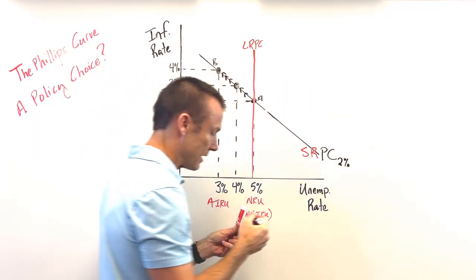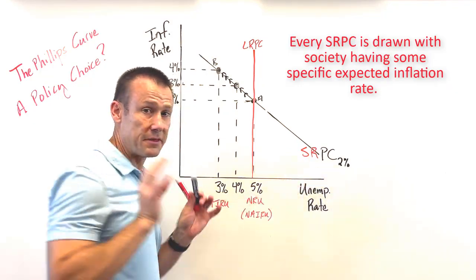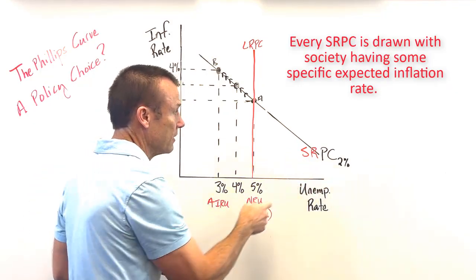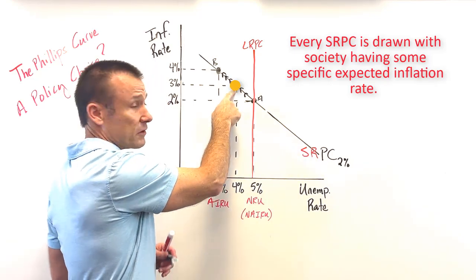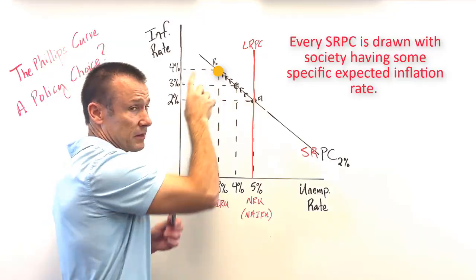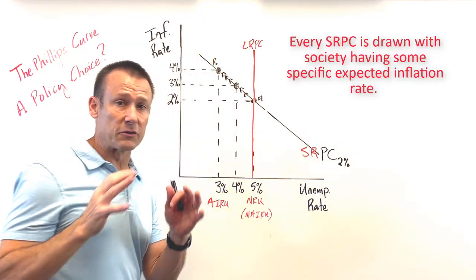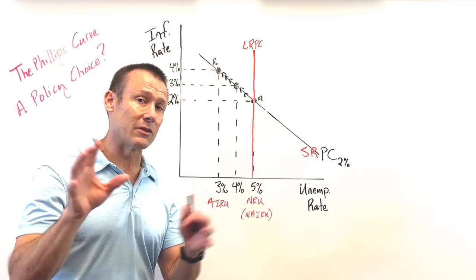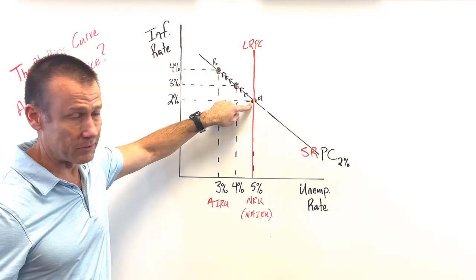Again, let me explain that. What I'm saying is, anywhere on this SRPC, the expected inflation rate is 2%. And again, the way we find that is looking at the intersection of the SRPC and the LRPC.